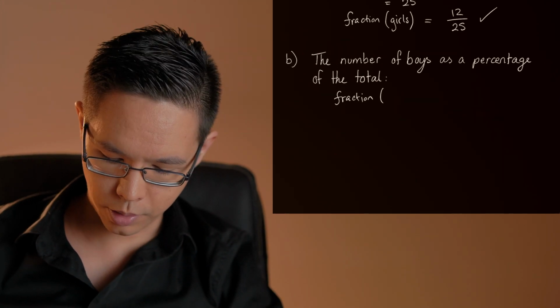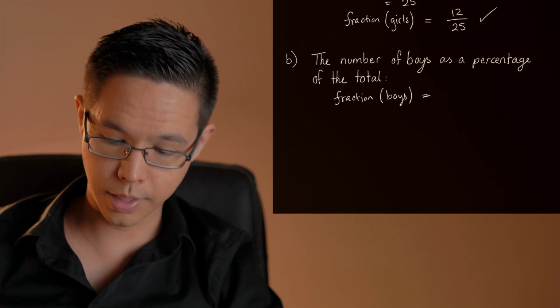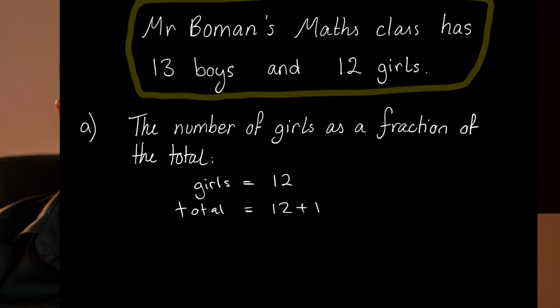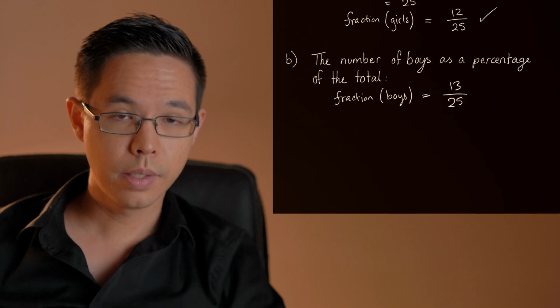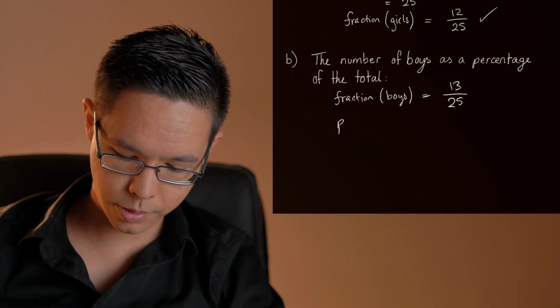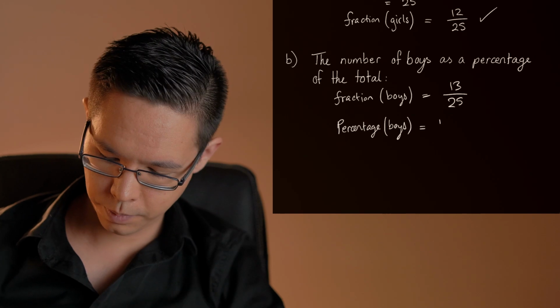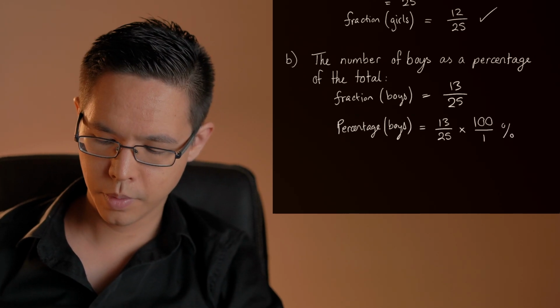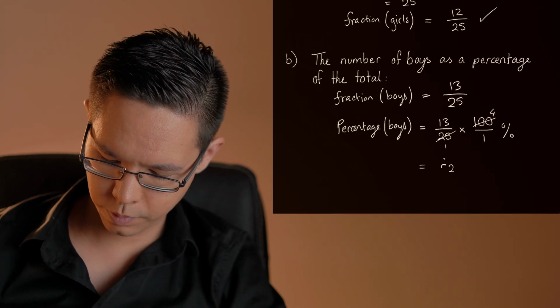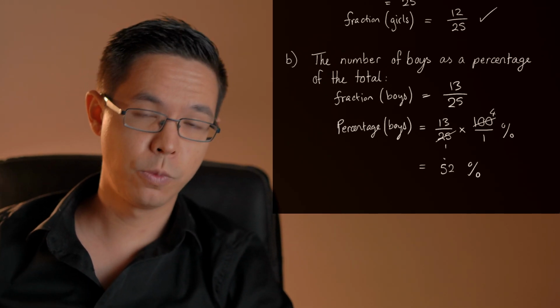So fraction of boys is going to be 13 out of 25. I'm using the 25 I just calculated earlier. Now to do percentage of boys, I will just convert that fraction into percentages. Now I'm going to cross simplify. So I get an answer of 52%.